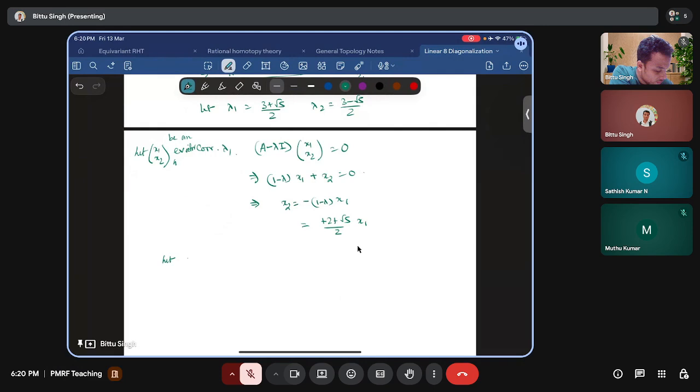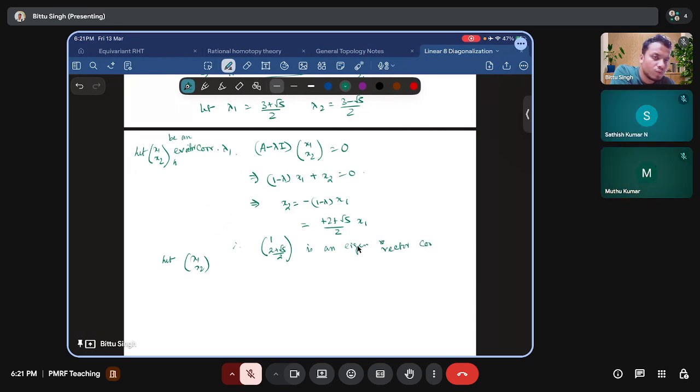Therefore, from here it is clear that if we choose x1 equal to 1, then x2 becomes (1 plus root 5) by 2, and this is an eigenvector corresponding to lambda 1.